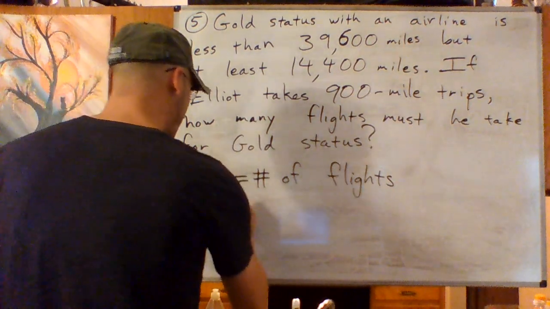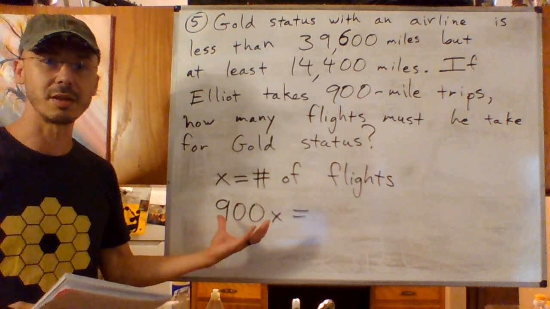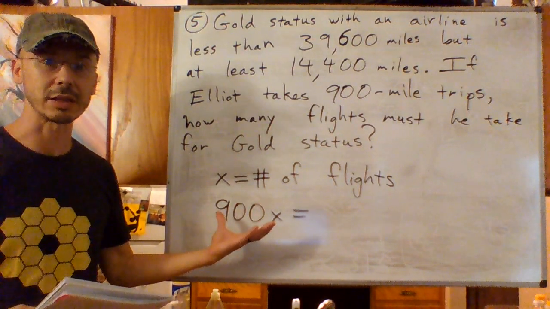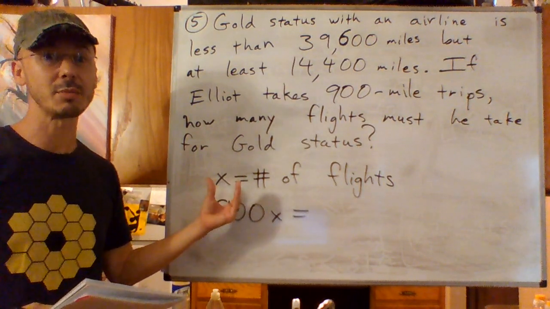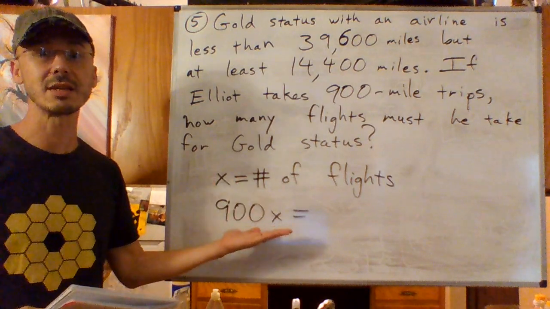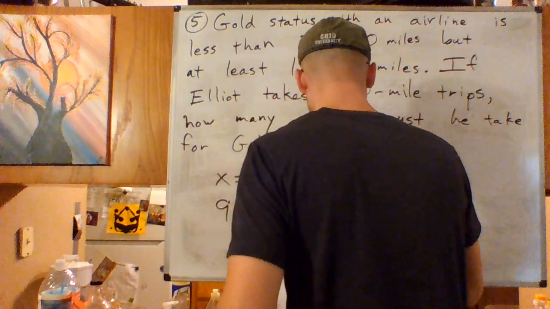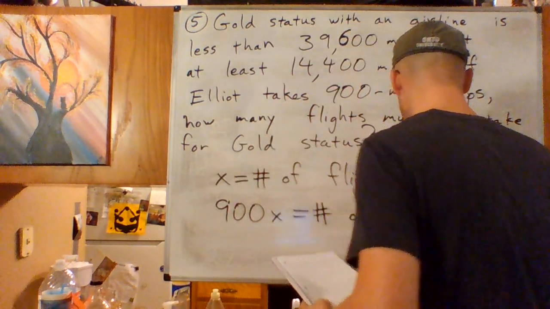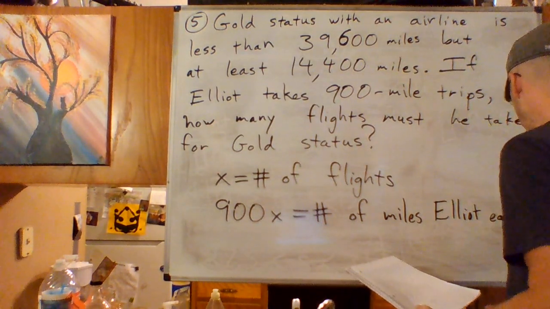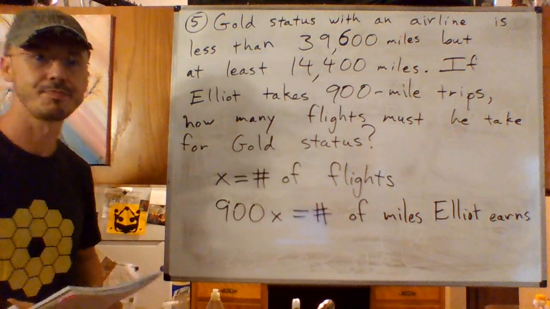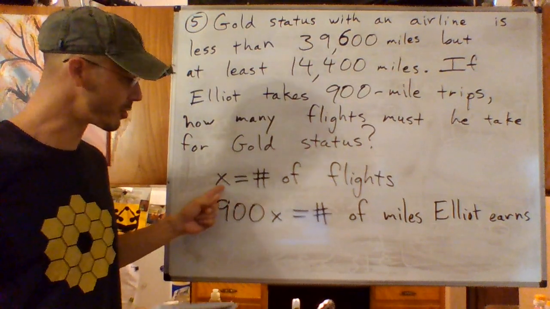Okay, so 900x, that's going to be the main building block of my inequality. 900x is 900 times the number of trips. That's his total mileage. It's the number of miles Elliot earns from that airline. So 900 miles for each flight, and so the number of flights times 900.